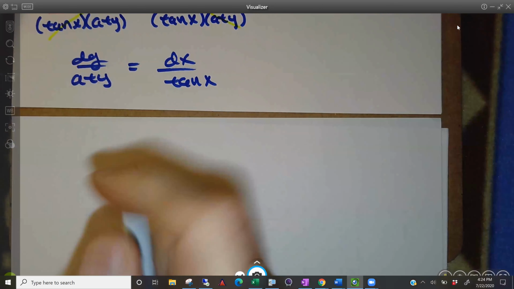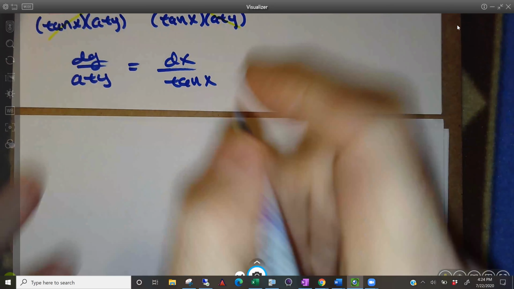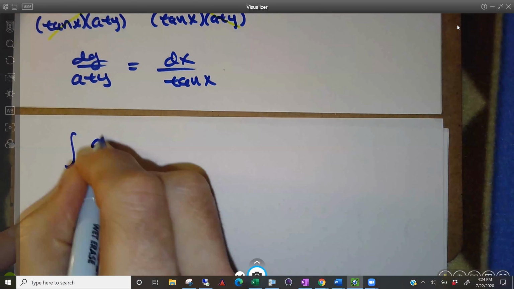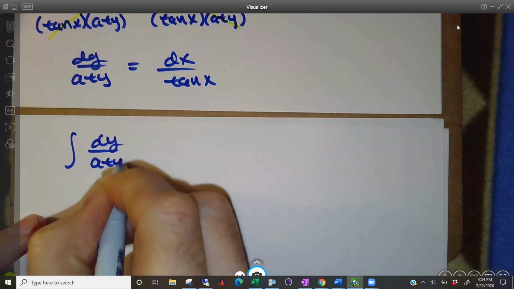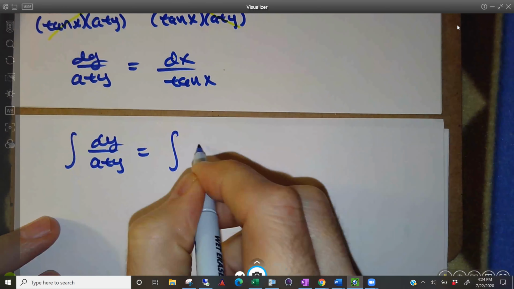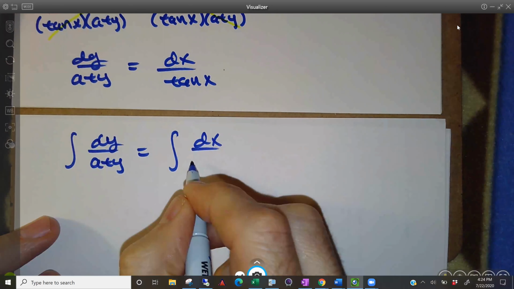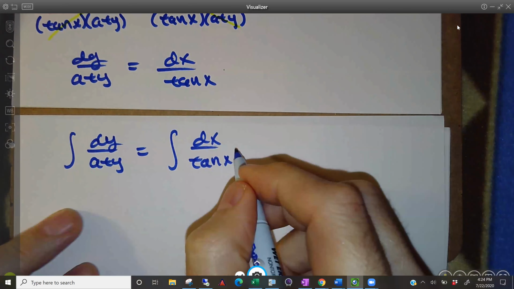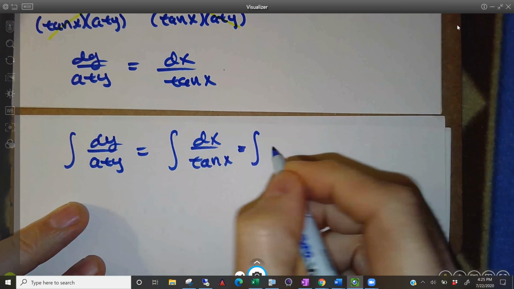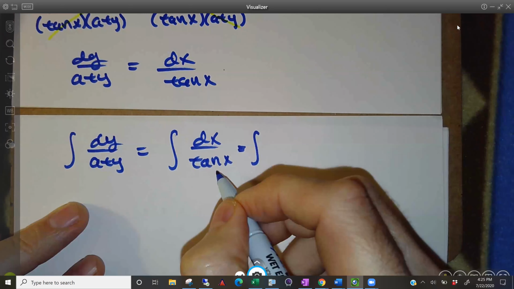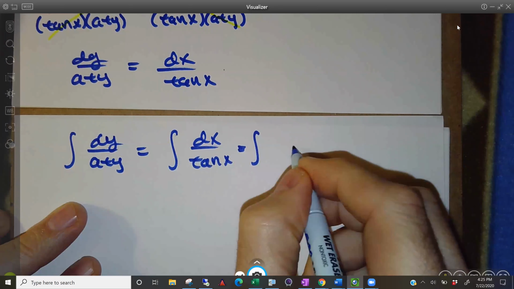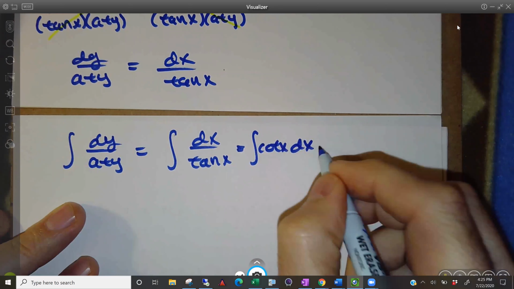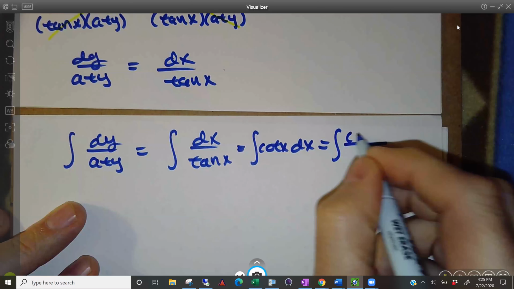So now what? Well, now we're going to integrate dy over a plus y equals the integral of dx over tangent of x, which you might find a little bit more agreeable to work with in a different way. The reciprocal of the tangent is what? Cotangent, thank you. And cotangent is really cosine of x over sine of x.